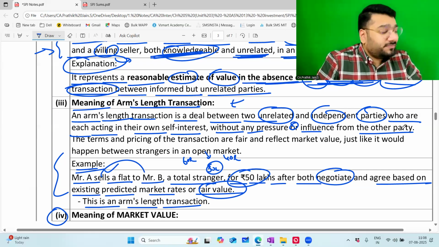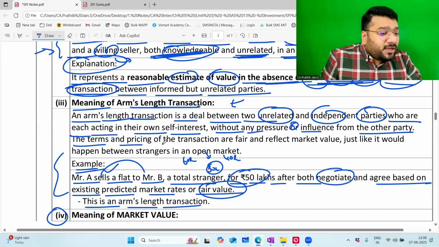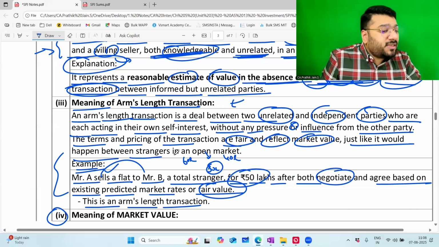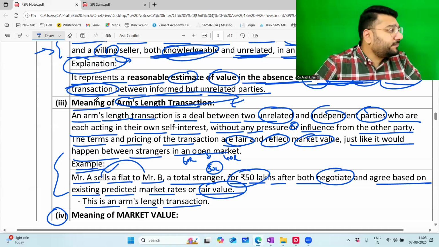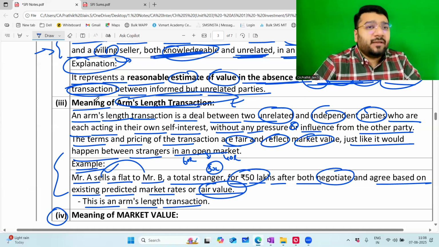arm's length transaction. The terms and pricing of the transaction are fair and reflect market value, just like it would happen between two strangers in the open market. So if such kind of transaction takes place, you call this an arm's length transaction. Okay or not okay? So fair value, market value, clear, not clear? Okay.